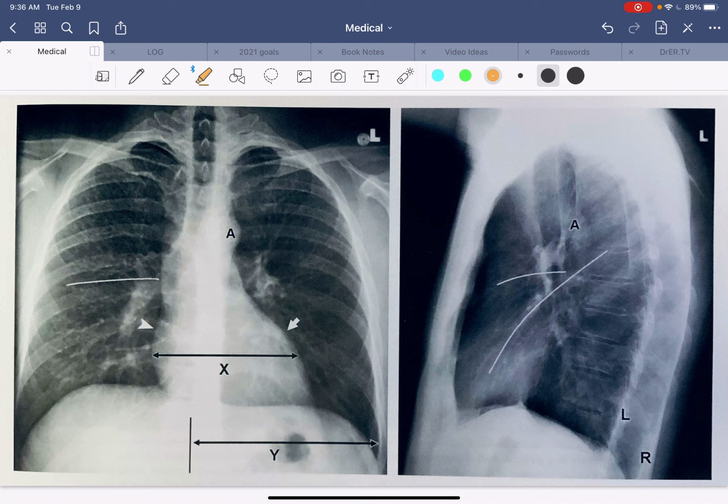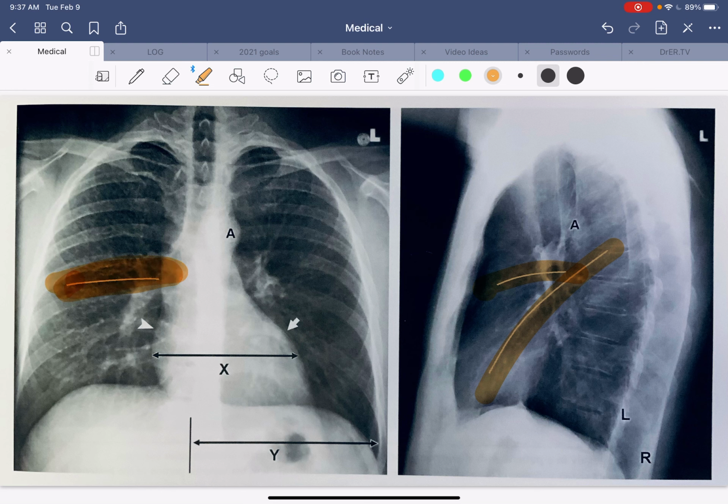Now let's talk about the interlobar fissures. On a PA view, you can see this white line over here, and that indicates the minor horizontal fissure. And then on the lateral view, on the side view, you can see the major, which is the oblique line right here, and the minor, the one we showed over here, the fissures.